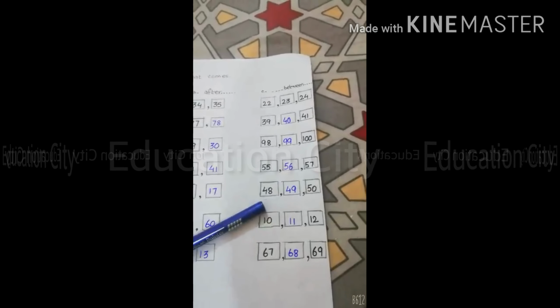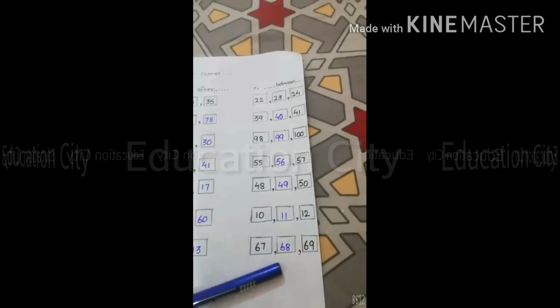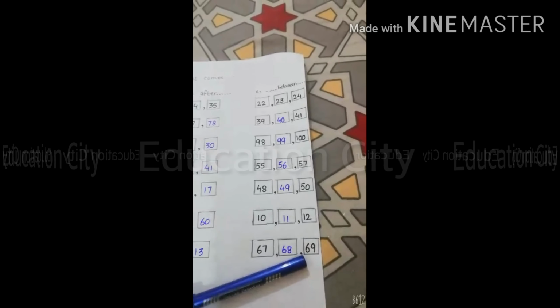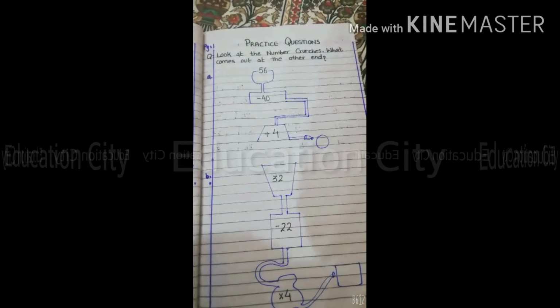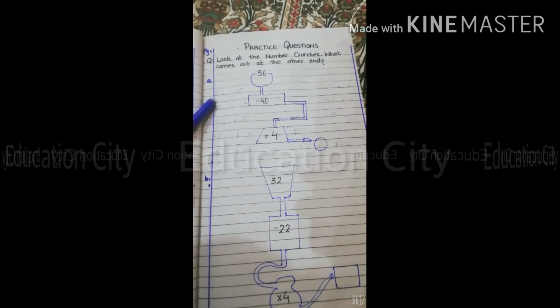49 is a between number of 48 and 50. 11 is a between number of 10 and 12. 68 is a between number of 67 and 69. Okay, we recall the page number 2. Okay students, after the recall, we have some practice questions.